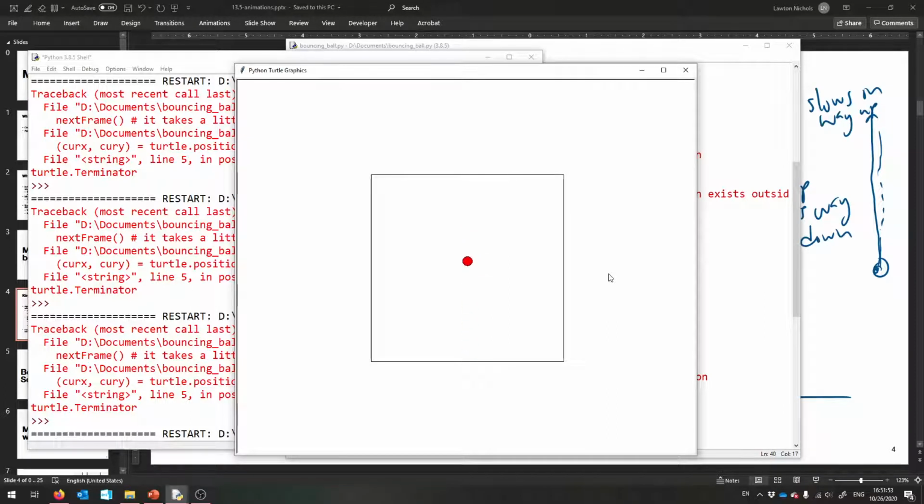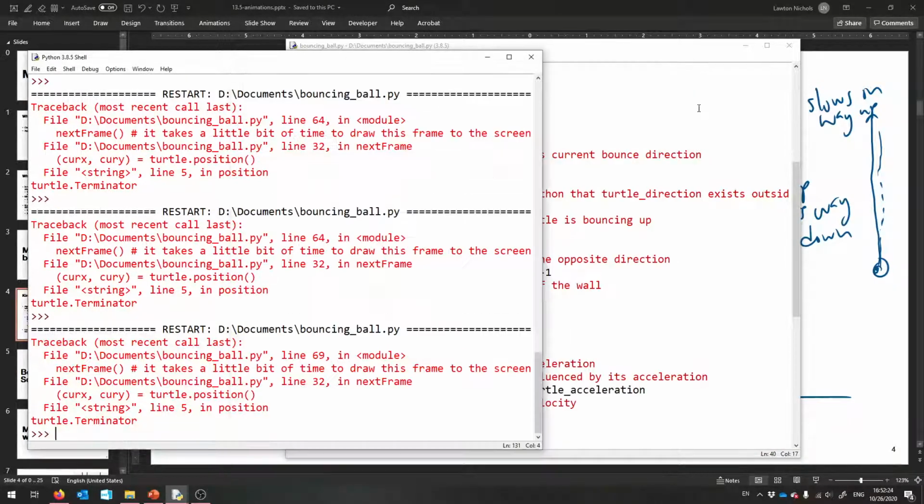The ball is going to bounce, and slowly but surely it's going to vibrate and lose energy, because of the way we're handling the collisions with the wall. That has got to be one of the coolest things I get to program in a class. Okay, so I'm really excited about this. I hope this makes sense.